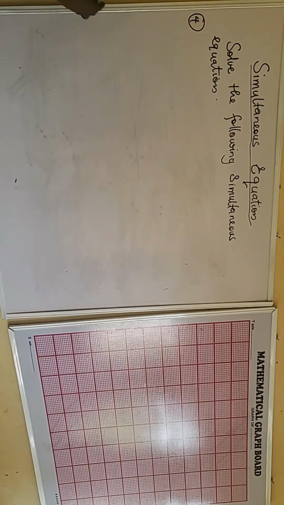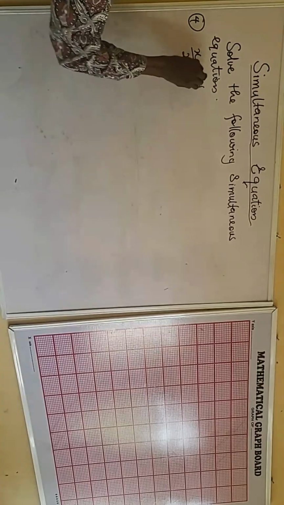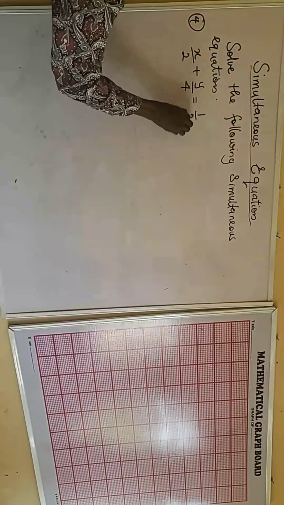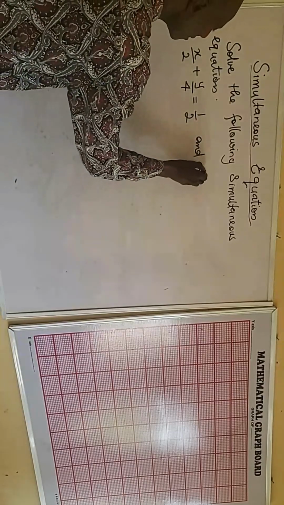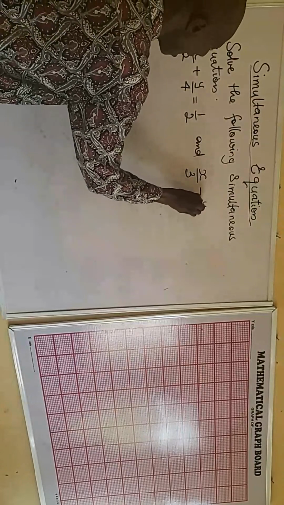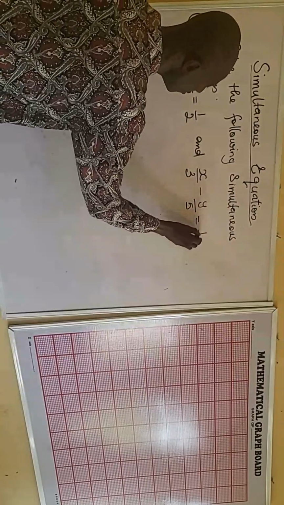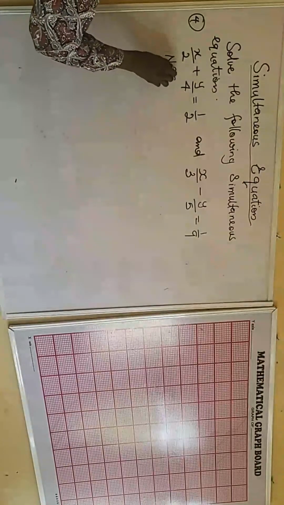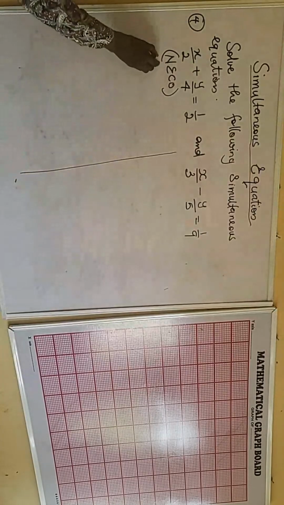Solve the simultaneous equation x over 2 plus y over 4 is equal to 1 over 2, and x over 3 minus y over 5 is equal to 1 over 9. It's a NECO question. Now, solution.